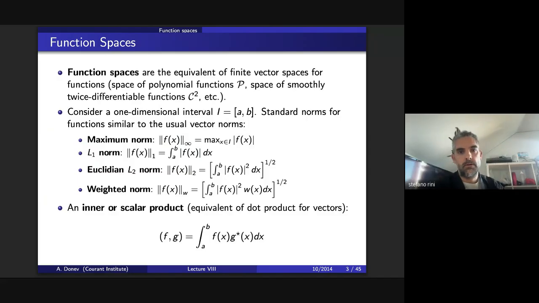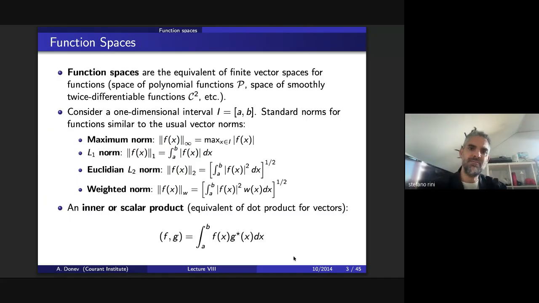So for example, you take the space of polynomials, right? The space of smoothly twice differentiable functions. You can build the geometric concepts that are very familiar to you for vector spaces. You can just as well transport them to the space of functions. Okay, so now instead of having a space which is x, y, and z axis, then you have 3 polynomials, right? And concepts such as orthogonality, norm, inner product, they all translate very naturally to the space of functions.